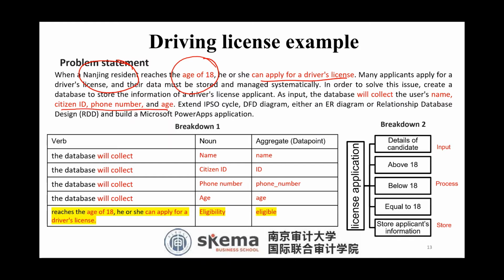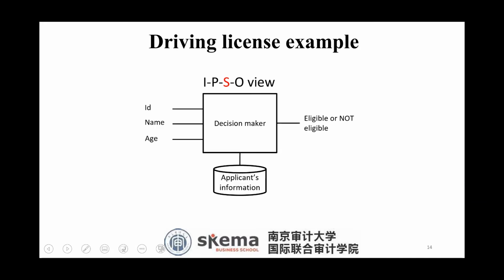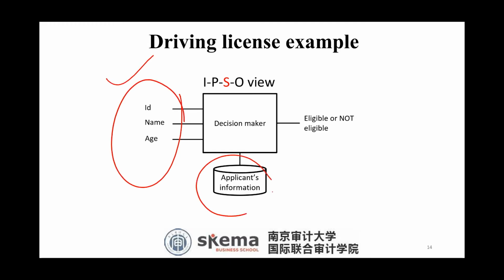We will take this example of a Nanjing resident who's above 18 years old who can apply for the driving license. He has to give some information, and then we have a breakdown of what kind of information is collected, nouns and verbs, and then we have what is the input, what is the storage, and we have the process. Last time we just did input and storage. Today we focus on above 18, below 18, equal 18. So last video was this and this. This video is this of course, this and this.